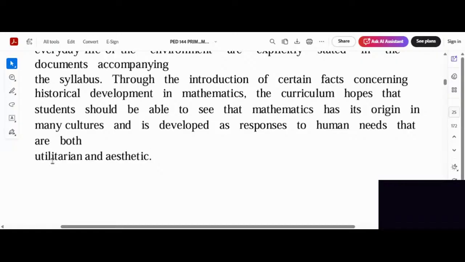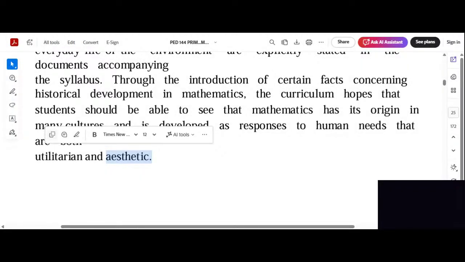So in utility, that is utilitarian and aesthetic. And what is the meaning of aesthetic? It means beauty actually. The other word for it is beauty. And if that is the case, what we're trying to say is that people admire mathematics. Why? Because mathematics has patterns, it has symmetry, it has order, it has logic, and so on and so forth.